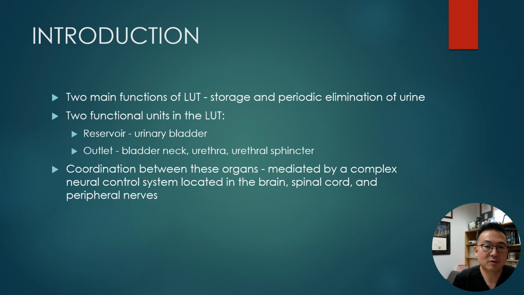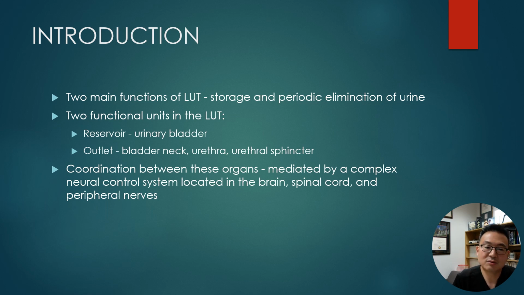So as an intro, there are two main functions of the lower urinary tract: storage and periodic elimination of urine. Basically, we spend most of our lives in the storage phase, and a very short phase in the elimination phase of urine. Our brain has to tell us when it's a socially acceptable time to urinate, and we have to be able to hold it until that time. We don't want to be wetting ourselves when it's not appropriate.